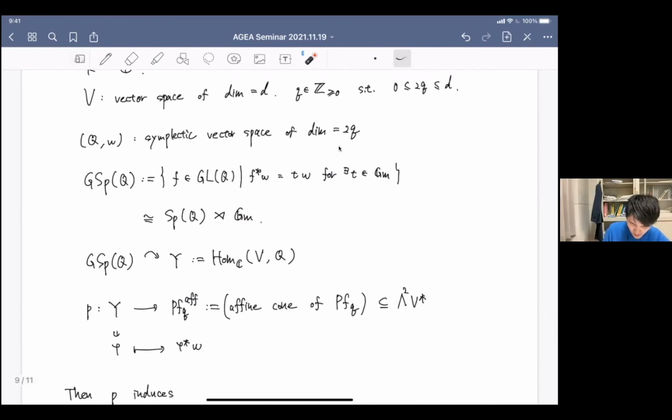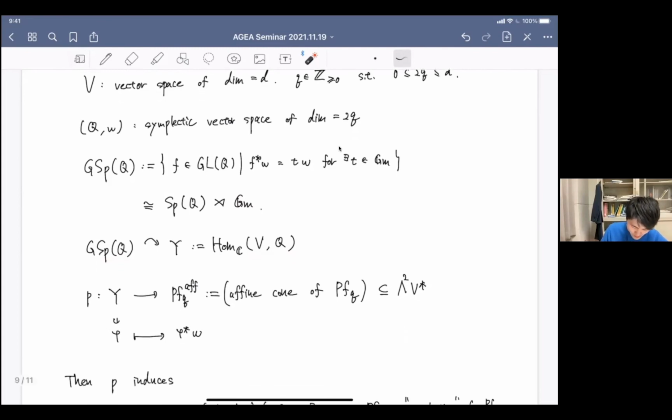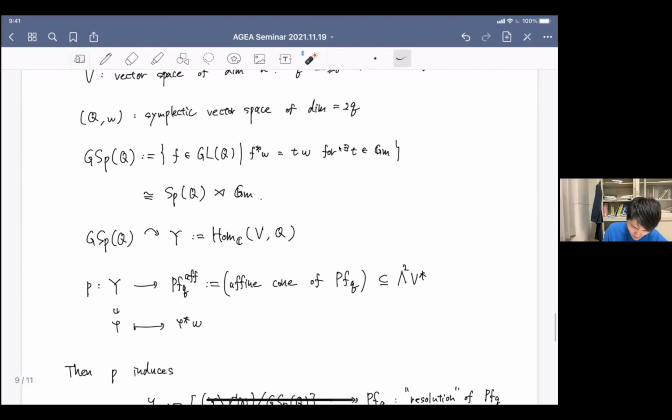And let Y be Hom(V, Q), the linear maps from V to Q, and consider the GSp(Q) action on Y. This is naturally defined by composing this element with this element. So we have a natural action.